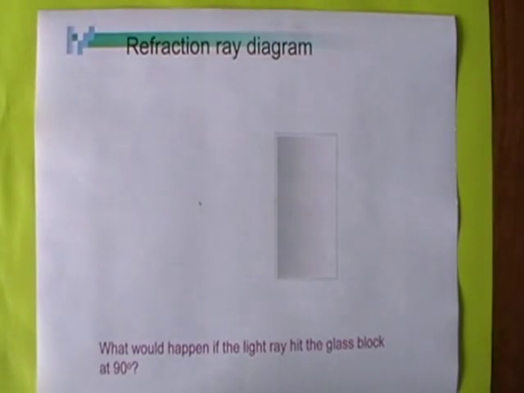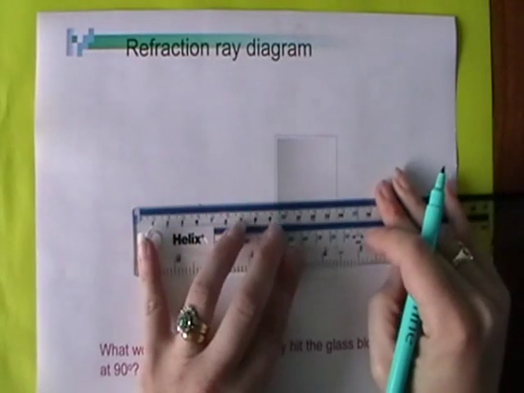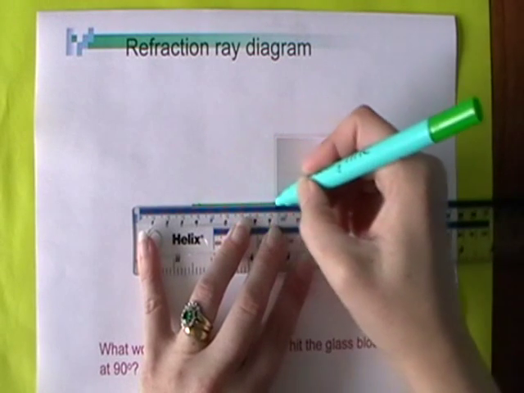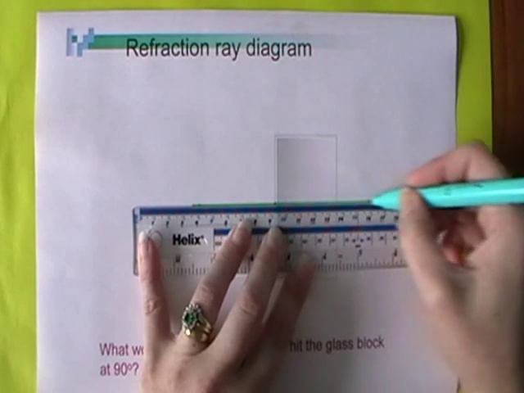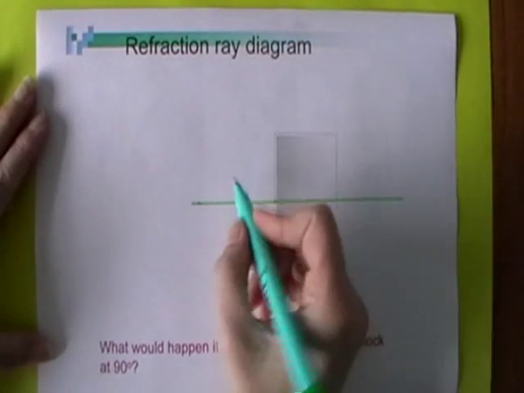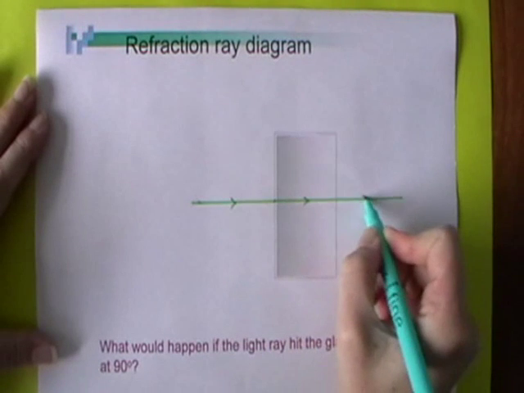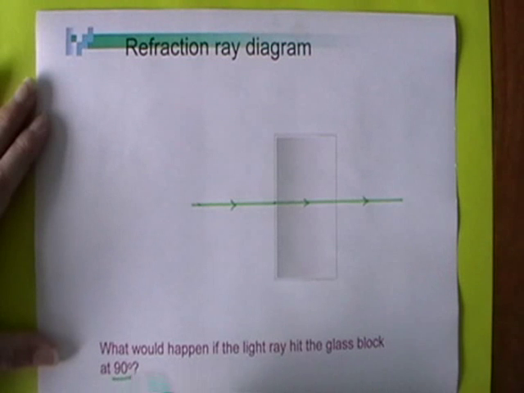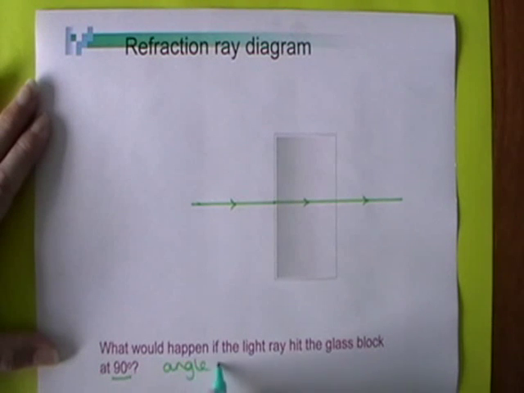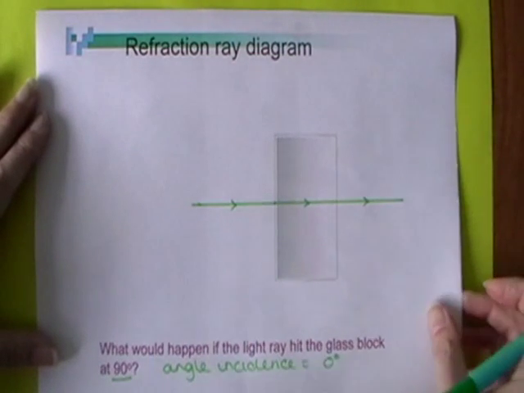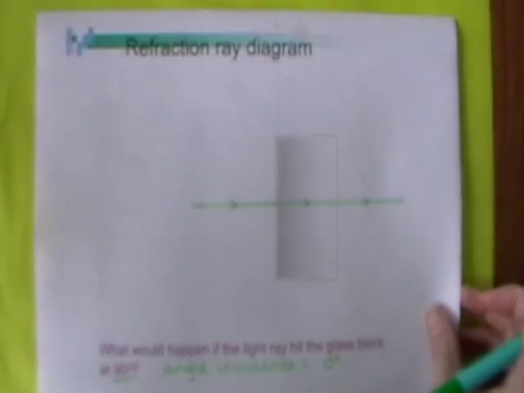What would happen if the light ray hit the glass block at 90 degrees? Well, if the ray's coming in at 90 degrees, it's like the car entering the muddy field. If both wheels hit the mud together, then they just pass straight through without any deviation or refraction. So if they hit at 90 degrees, the angle of incidence is 0 degrees. So it travels along the normal and passes straight through the block and out the other end.